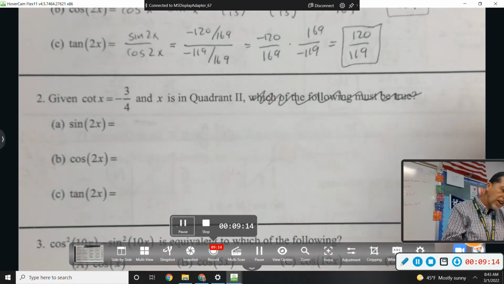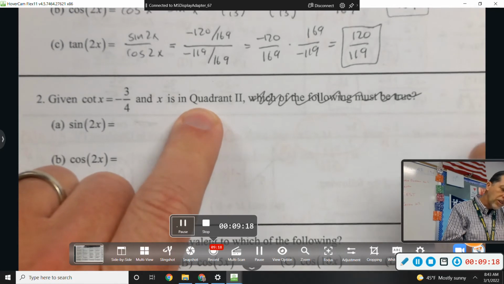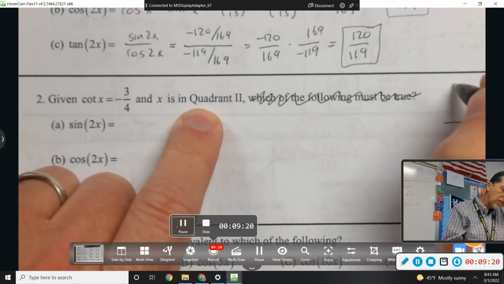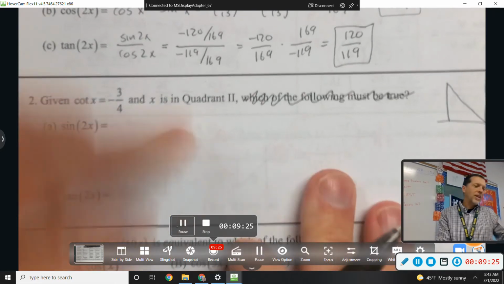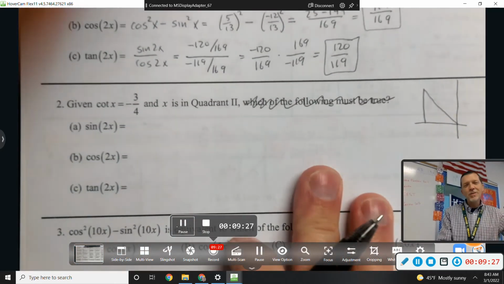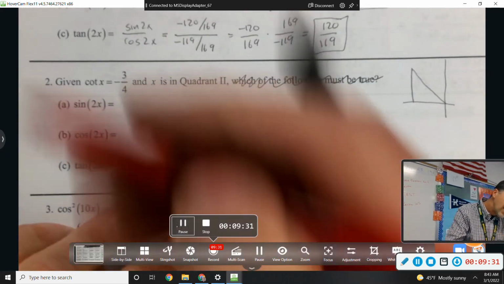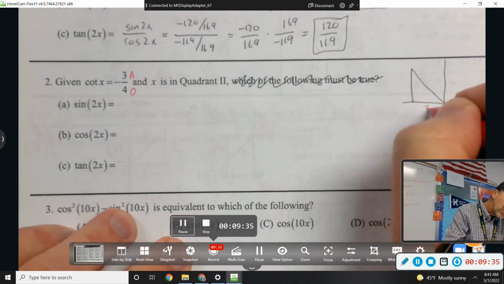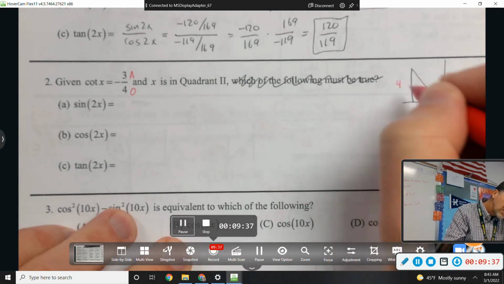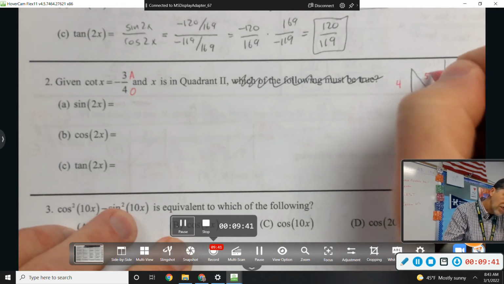Cotangent is negative 3/4, and it just straight up tells us we're in quadrant 2. That's our favorite type of information, right? You can't mess up the, well, I never say never, right? Hopefully you don't mess up the quadrant if we just tell you what quadrant it's in. So adjacent, opposite: the adjacent is the negative one. 3, 4, 5.